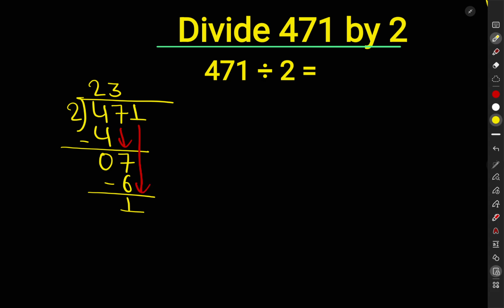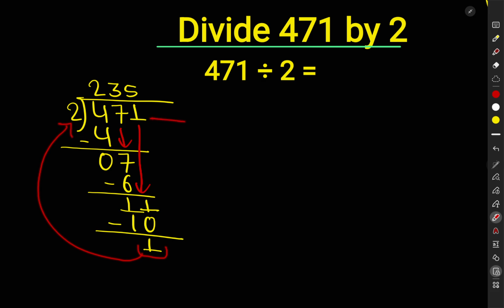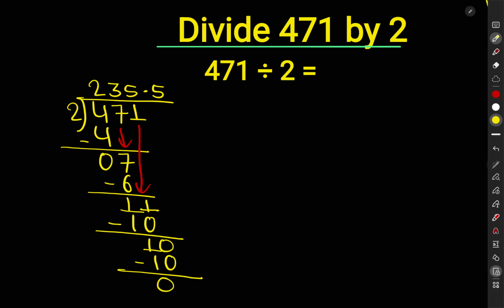Again we put down this 1 and it is 11. So 2 times 5 is 10. On subtracting it is 1. So now this 1 is less than 2 and there is no other number to put down. So we put here a decimal so that we take 0. So it is 10 and 2 times 5 is 10. On subtracting it is 0.